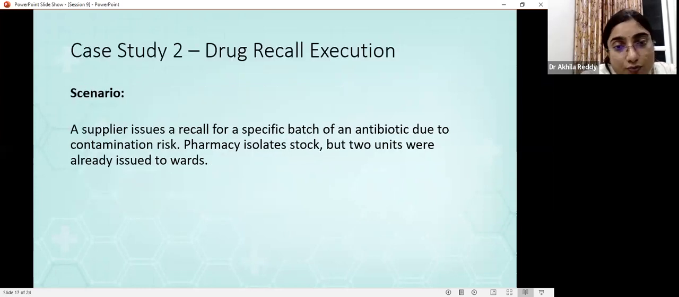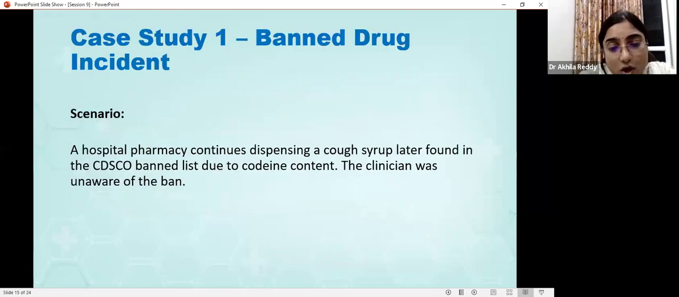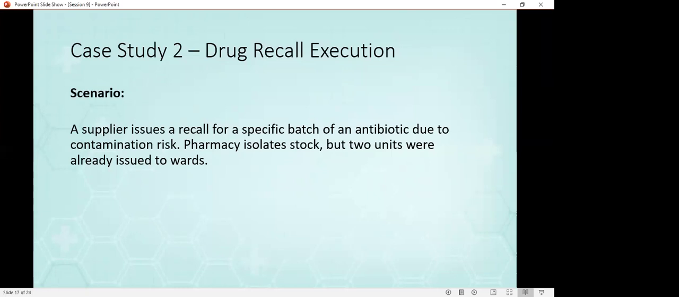If we go to case 2, the above case is the banned drug we went through, right? Now case 2, drug recall execution. A supplier issues a recall for a specific batch of an antibiotic due to contamination risk. Pharmacy isolates stock, but 2 units were already issued to wards. Have you understood case study 2? Yes, ma'am. What is the situation here?